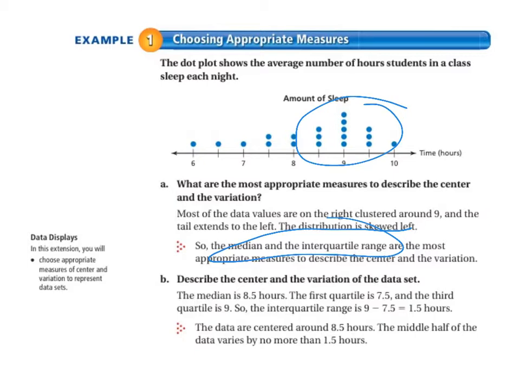Letter B says describe the center and the variation of the data set. The median is 8.5 hours. The first quartile is 7.5 and the third quartile is 9. So the interquartile range is 9 minus 7.5, which equals 1.5 hours. The data are centered around 8.5 hours. The middle half of the data varies by no more than 1.5 hours.